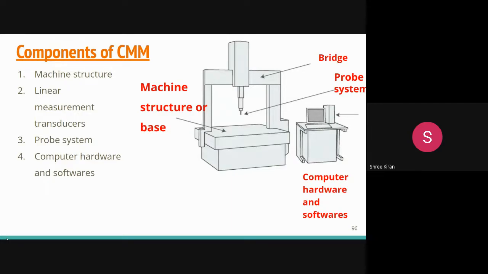Then coordinate measuring machines are controlled either manually or by a computer. In the case of a CMM, it is mainly controlled either manually or by a computer. So in terms of control technology equipment, there are two types: manually operated CMM and CNC.